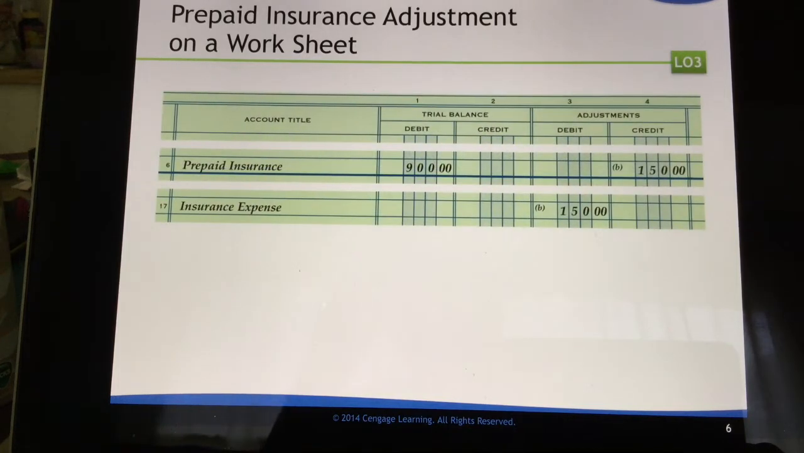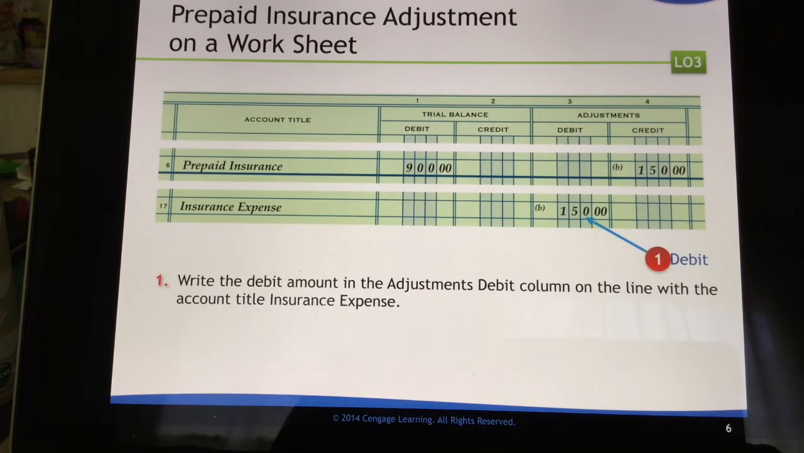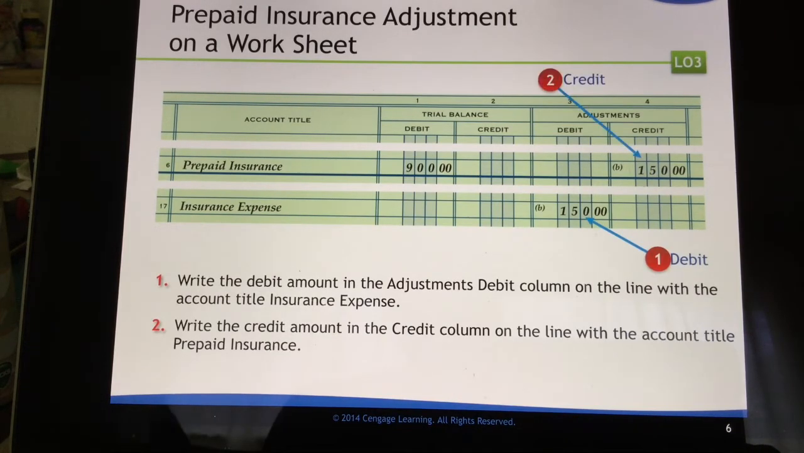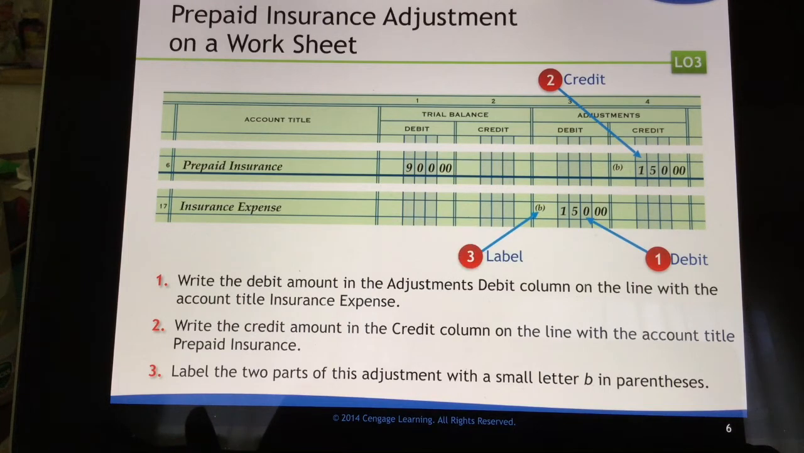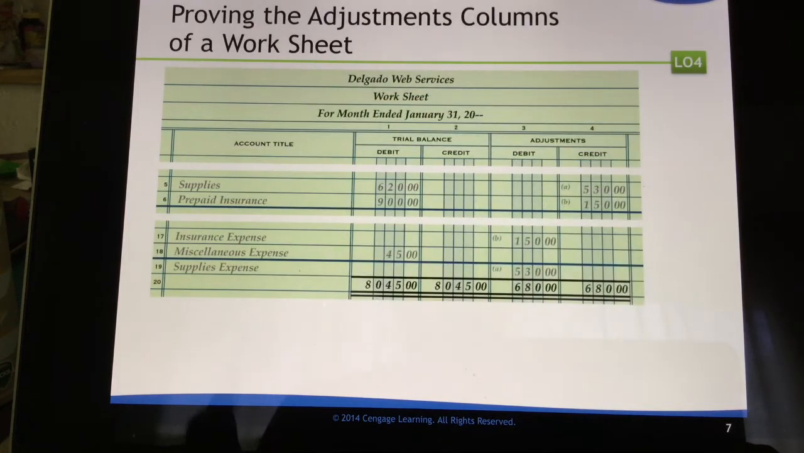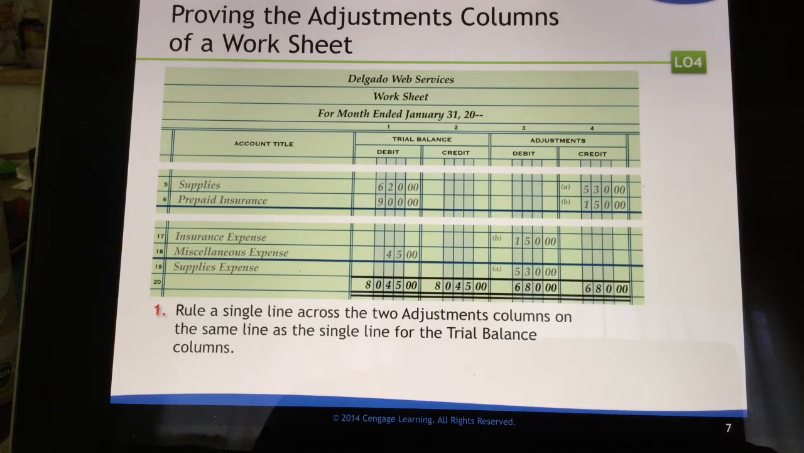And this is what the adjustment will look like on the worksheet. Prepaid insurance, the original balance is $900. It will be adjusted by $150. And the insurance expense is $150. So you write the debit amount, you write the credit amount, and then you make sure to label 2 parts. Since this is the second adjustment, it is B. Once you've finalized all the adjustments, you then have to prove the adjustment columns of a worksheet. So you add up the debits and you add up the credits, and they should equal.